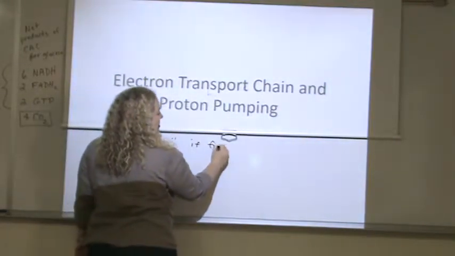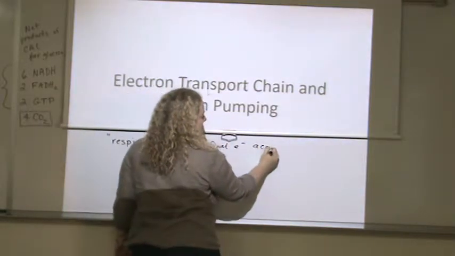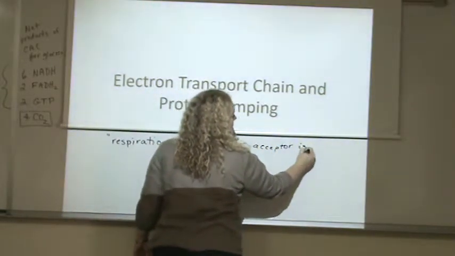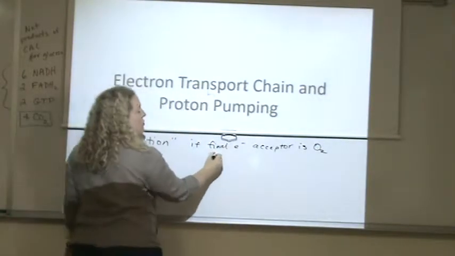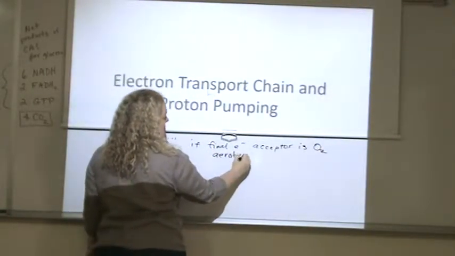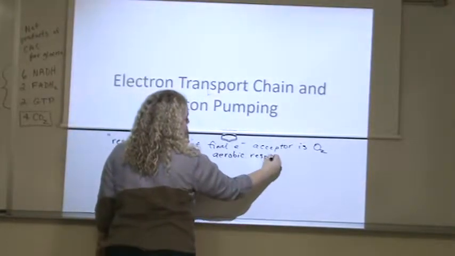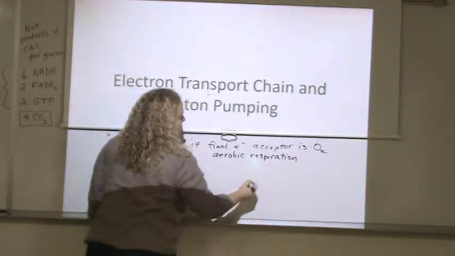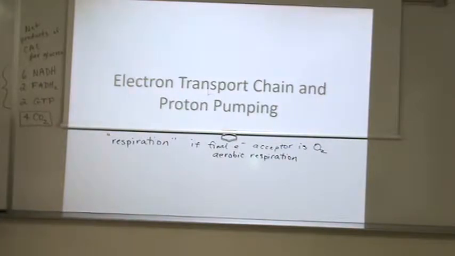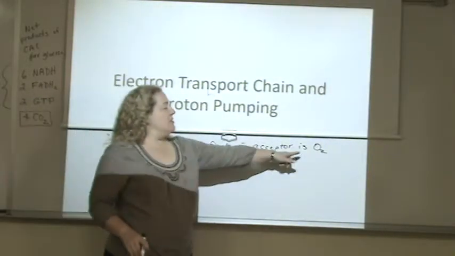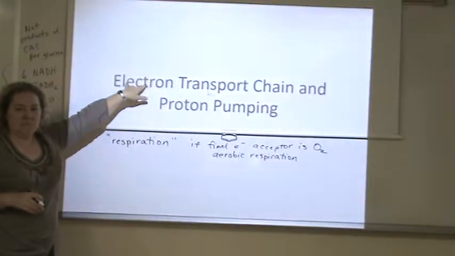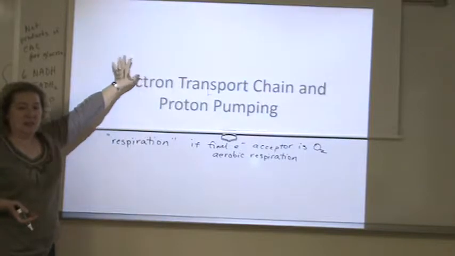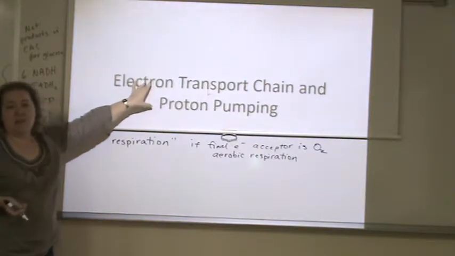So if the final electron acceptor in the process is oxygen, we call that aerobic respiration. That is the actual meaning of the term aerobic respiration: there is oxygen at the end of an electron transport chain to pick up electrons. And along the way, that made a lot of ATP.